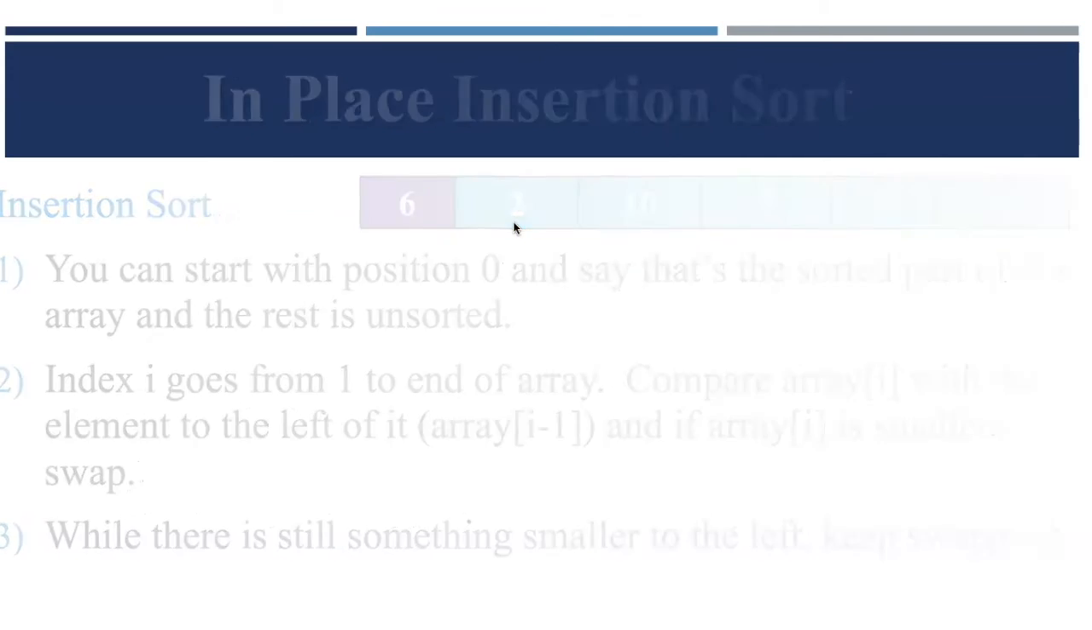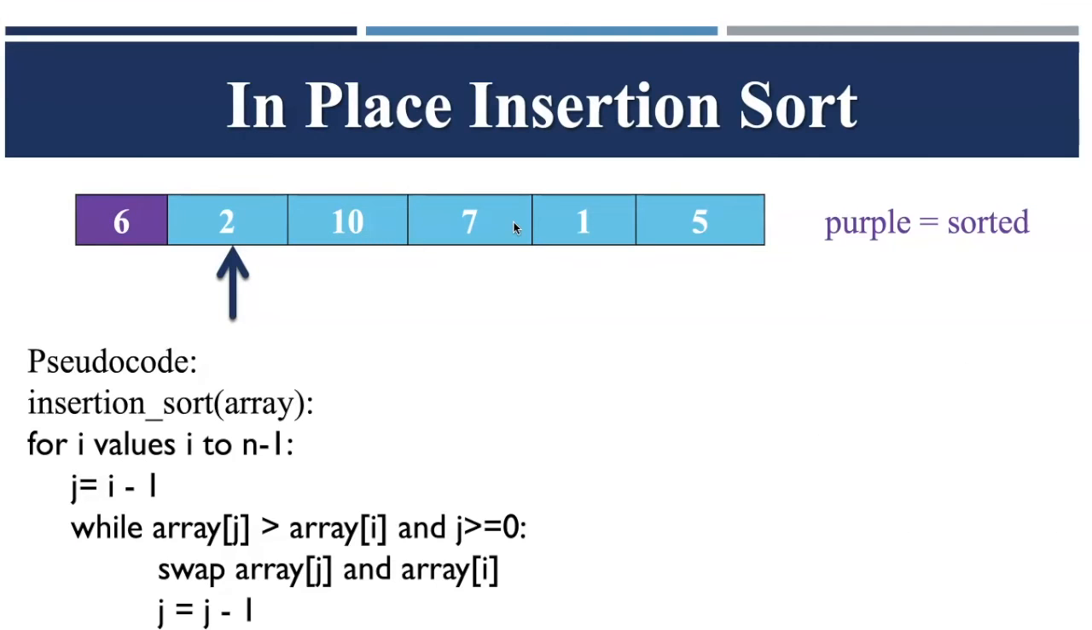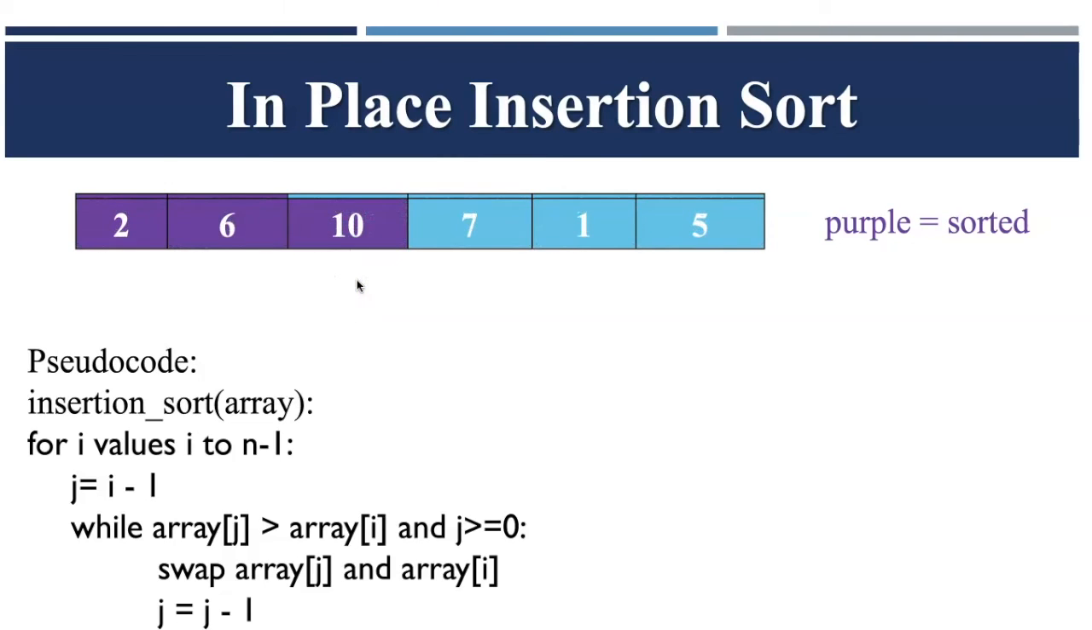So in this case, I'm going to move that 2, switch places with the 6, and we move on and we look at the 10. What's to the left of it? 6 is not smaller than 10, so we don't have anything to shift around yet. We'll move over and look at the 7. Is 7 less than 10? It is, so we're going to switch places. We'll check, is the 7 less than 6? But it's not, so we know that we're done.